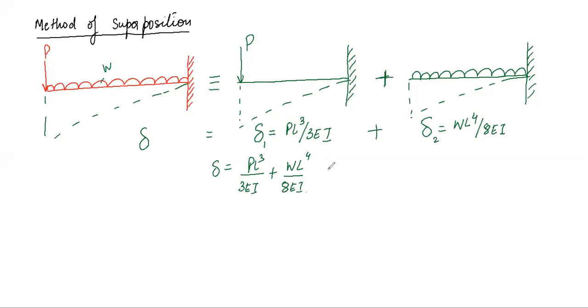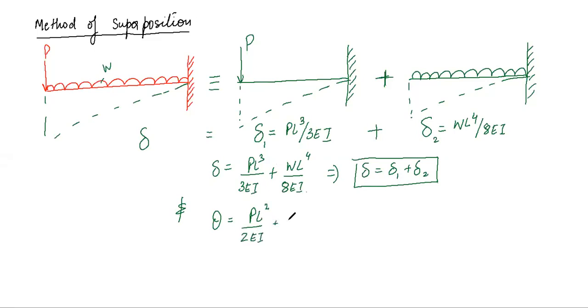Understand? So this is basically a very interesting method to find the deflection, and the total deflection is nothing but a summation of individual deflections, right? Similarly, can we define theta? Yes. The theta is defined as PL square by 2EI plus WL cube upon 6EI. Now these two values with respect to deflections, you know, and with respect to slope you have already known. So that theta you can say is defined as theta 1 plus theta 2.